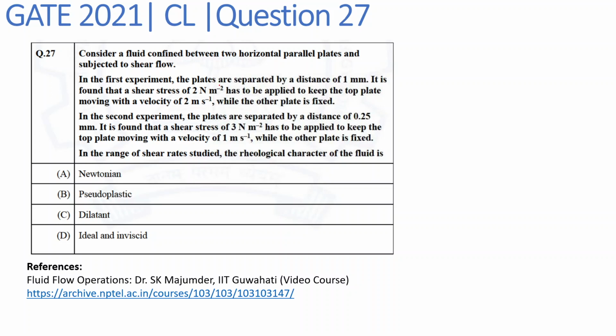In the first experiment, the plates are separated by a distance of 1 mm. It is found that a shear stress of 2 Newton per meter square has to be applied to keep the top plate moving with a velocity of 2 meter per second while the other plate is fixed. In the second experiment, the plates are separated by a distance of 0.25 mm, and it is found that a shear stress of 3 Newton per meter square has to be applied to keep the top plate moving with a velocity of 1 meter per second while the other plate is fixed. In the range of shear rates studied, the rheological character of the fluid is, which of the following options is the correct one?